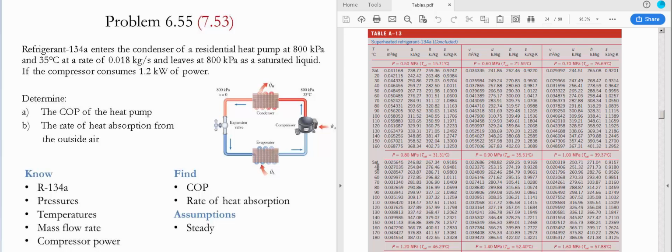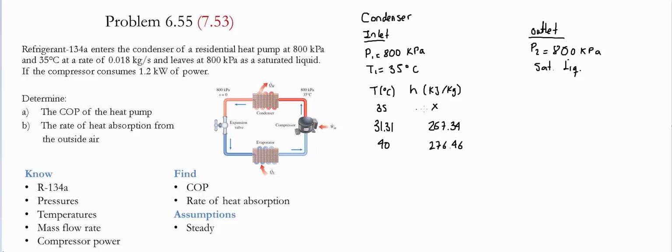Our given temperature is 35 Celsius, so we have to interpolate between the saturation temperature and 40 Celsius. And the values that we're going to have are 267.34 and 276.46. By using the values that are provided in the table, we could find out that the enthalpy for 35 Celsius is going to be equal to 271.24 kilojoules per kilogram.